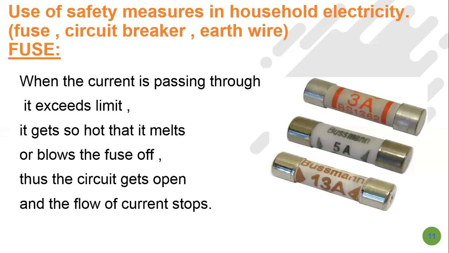This is the picture of some fuses operating at 3 ampere, 5 ampere, 13 ampere. These rating fuses are easily available in the market. So it is used as a safety device. If an excess amount of current passes through the circuit, the wire inside it will melt and break the circuit.